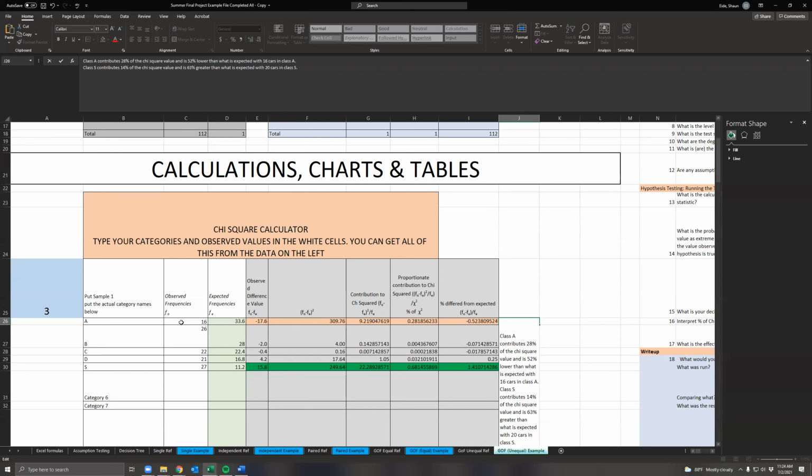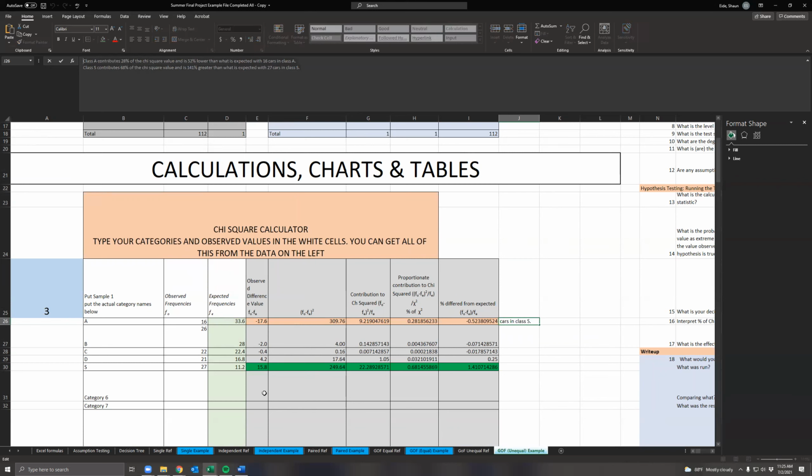Okay, so that's what I did. I said there's 16 cars in class A. It's 52% below what's expected, and it contributes 28% to the chi-squared value. Next, class S contributes 68% to the chi-squared value and is 141% greater than what's expected, with a total of 27 cars in class S.